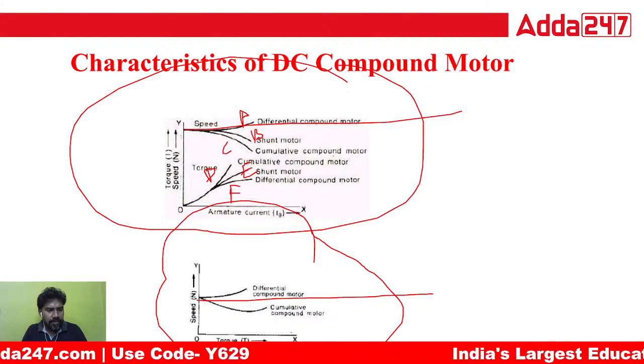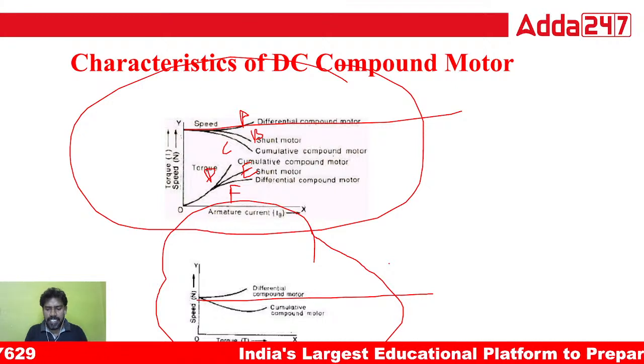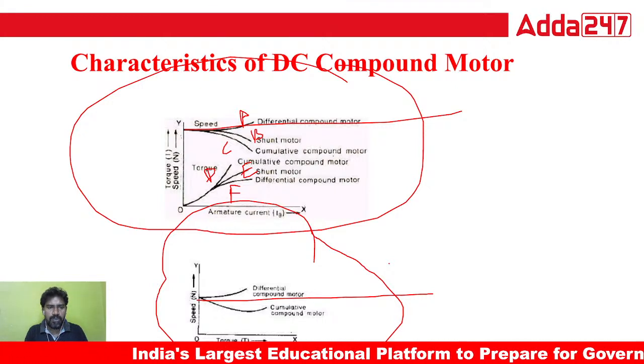Okay. So these are the characteristics of DC motor.